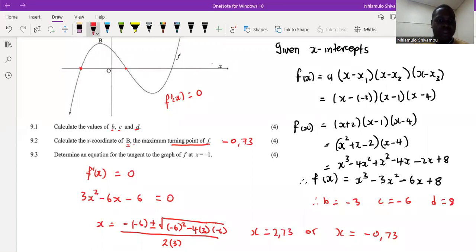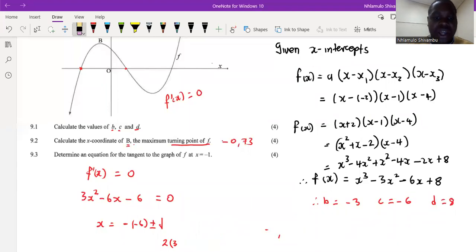Then 9.3, you are asked to determine an equation for the tangent to the graph of f at x equals minus 1. So what they're saying to you is that the graph has a tangent at x equals minus 1. To answer this question, guys, it's very simple, because when you need to determine the equation of a tangent, which is a straight line, we must not forget that a tangent is a straight line.